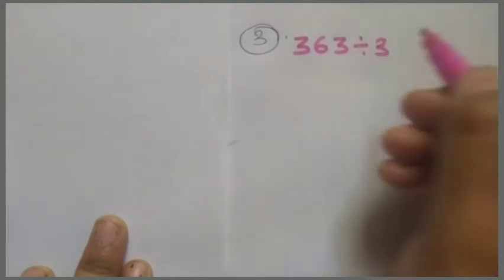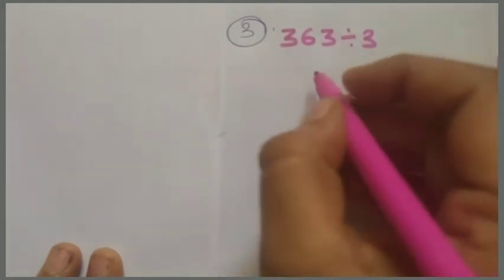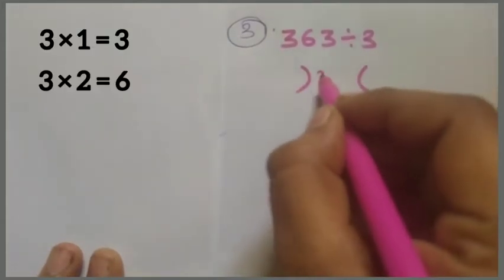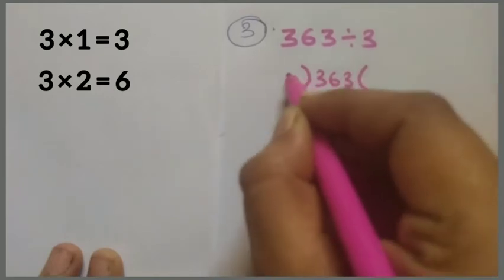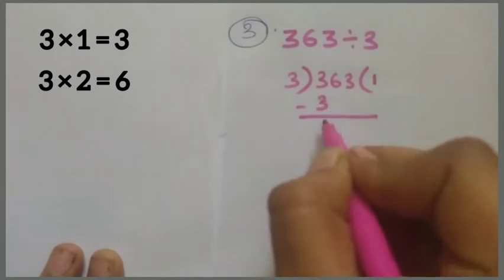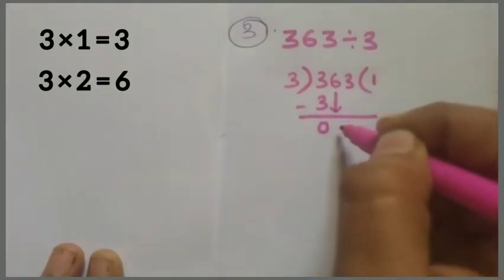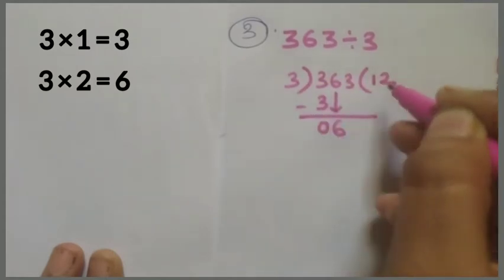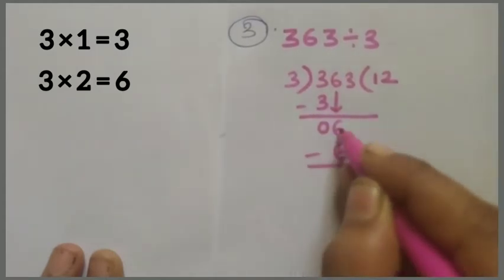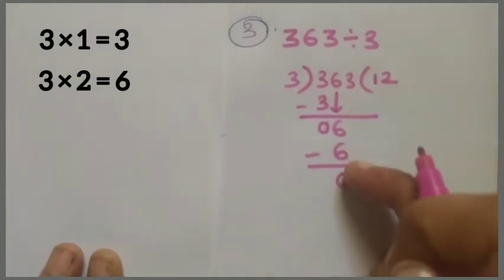For example, 363 divided by 3. Look here, we'll write 363 in the middle and 3 here. 3 ones are 3. 3 minus 3 is 0. Now we'll take this 6 down. 3 twos are 6. 6 minus 6 is 0.